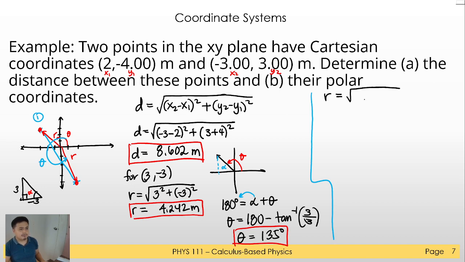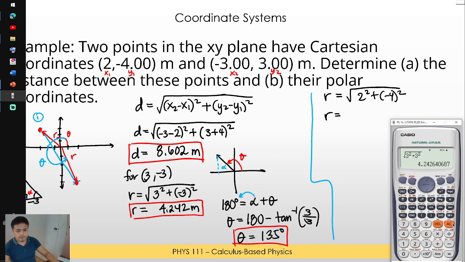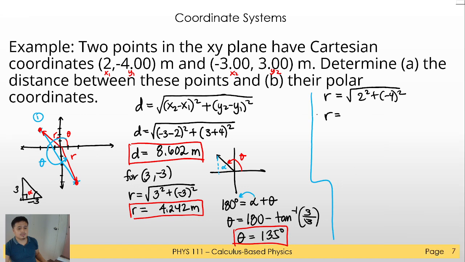Yeah. And then for the other one, we have negative 2, or sorry, positive 2 plus negative 4 squared. Okay, so therefore this will be, I forgot to answer this. So 2 squared plus, again, I will omit the negative sign since this will just cancel out. So 4.47 in meters. Don't forget the meters. And then what's the next one?